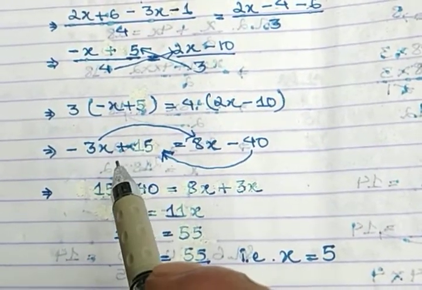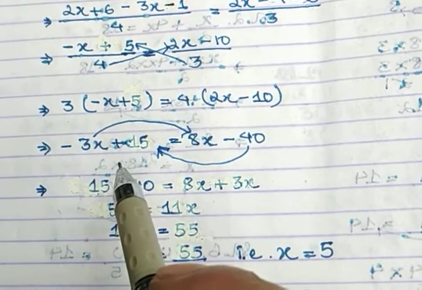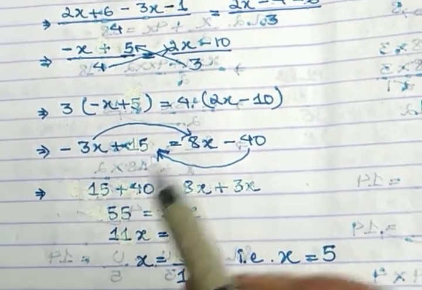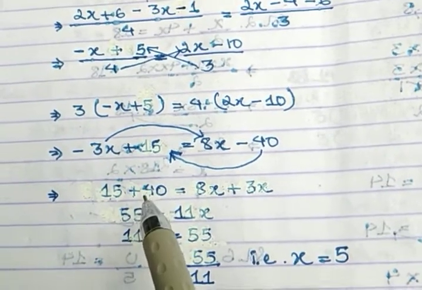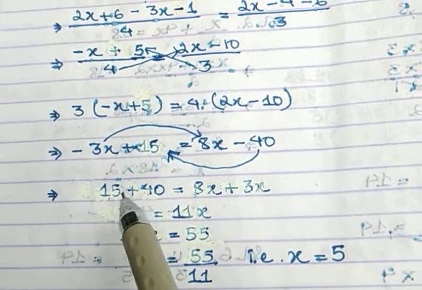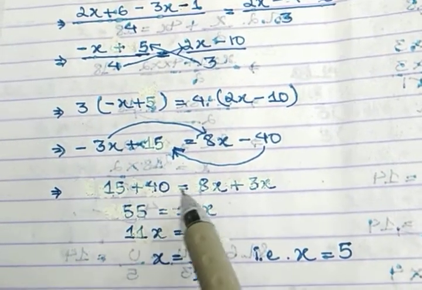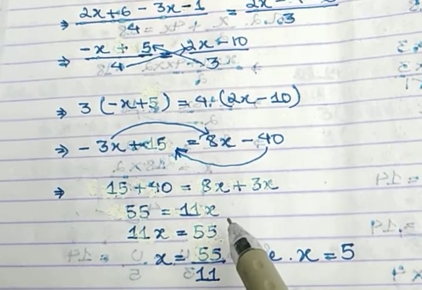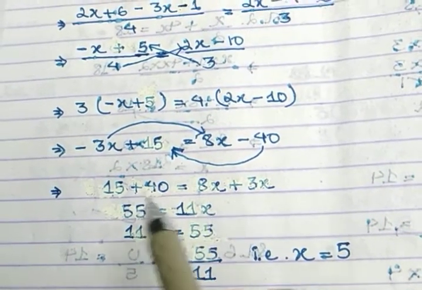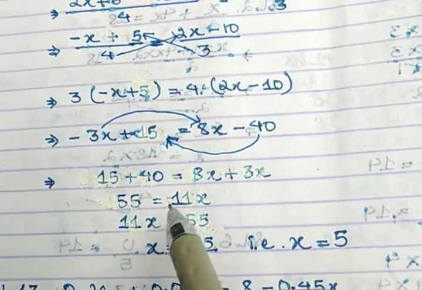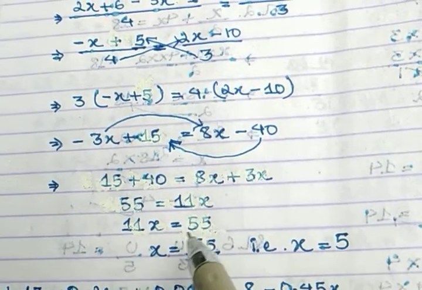The sign will be different, it will come in minus, but on both sides it will be minus, so you can cancel the terms. Minus the term and you will get the same result. Okay, so 15 plus 40 equals 8x plus 3x. 8x plus 3x is 11x, see, 15 plus 40 is 55. Now 55 equals 11x, and I have written 11x equals 55.